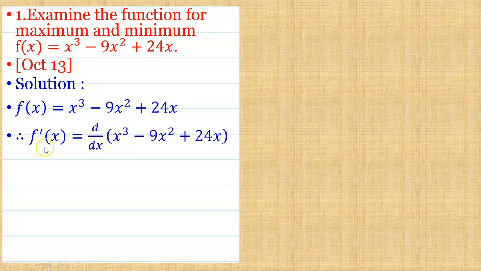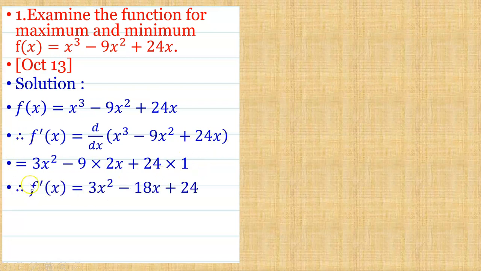We'll find out the first derivative, that is f dash of x is equal to d/dx of x cube minus 9x square plus 24x. The derivative of x cube is 3x square. Derivative of x square is 2x, that is 9 into 2x. And the derivative of x is 1, that is 24 into 1. Therefore, f dash of x is equal to 3x square minus 18x plus 24.